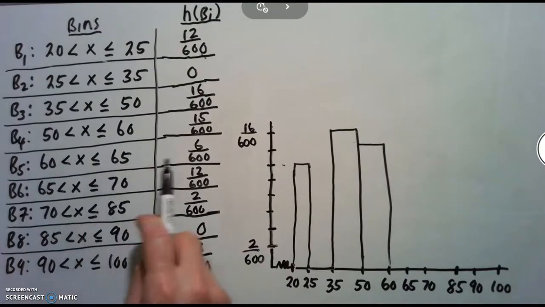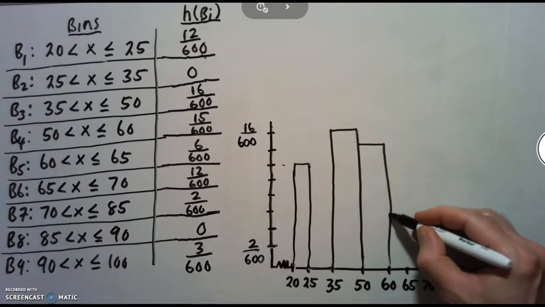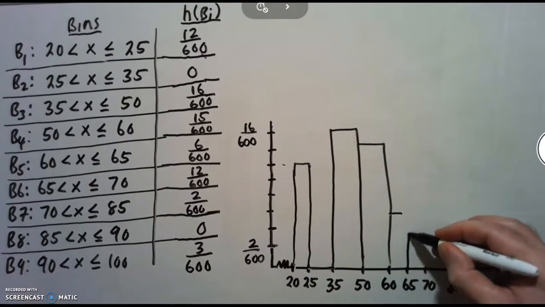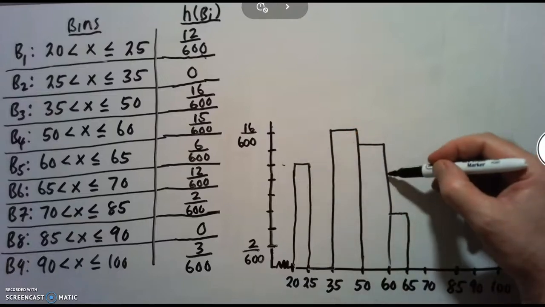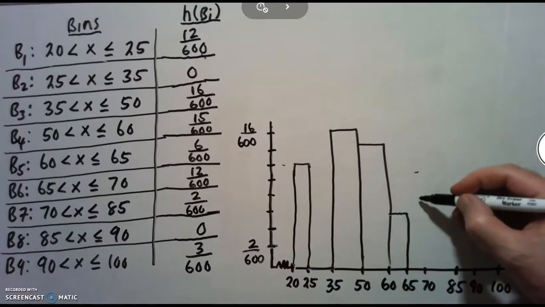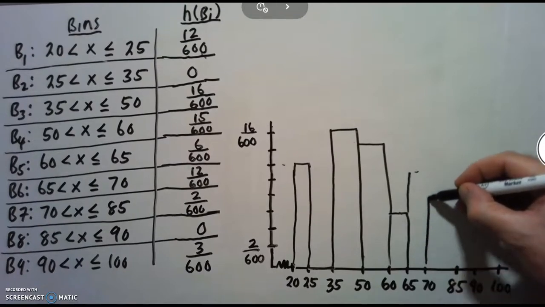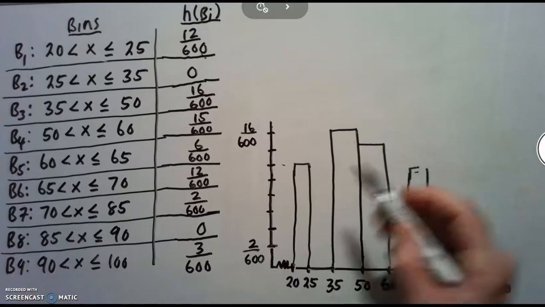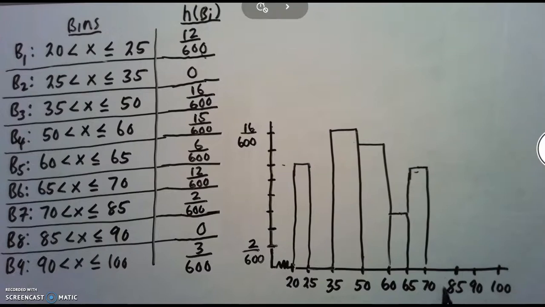Okay, from 60 to 65, it's 6. So 2, 4, 6 would be here. Okay, from 65 to 70, it's 12. That's 14, so 12 is about there. So that'd be this guy. It'd be 16, 14, 12, so 12 there, yeah. It's pretty good. Then from 70 to 85, it's 2, so it's right here.